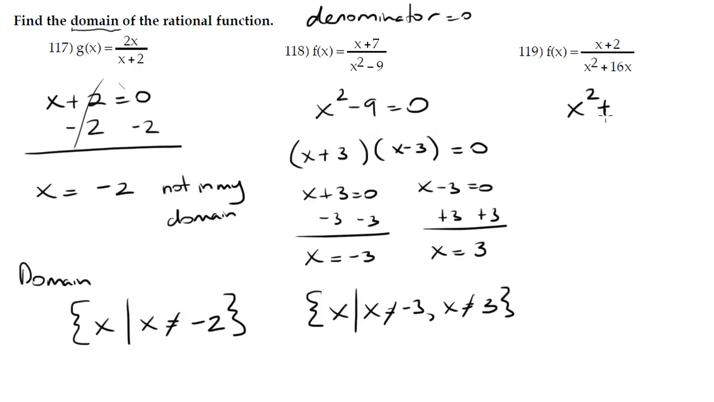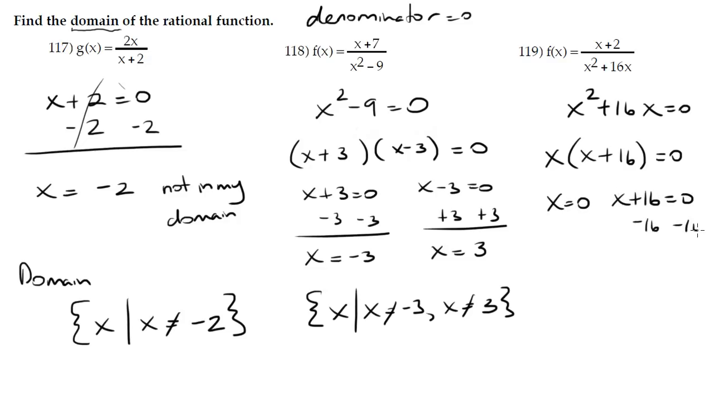Same here. Set the denominator equal to 0. Factor out that x, left with x plus 16. Set each factor equal to 0. x equals 0, excluded from my domain. x cannot equal 0. x also cannot equal negative 16. These two values are excluded from my domain. x can never equal those two values. And this connects to the next problem involving vertical asymptotes.